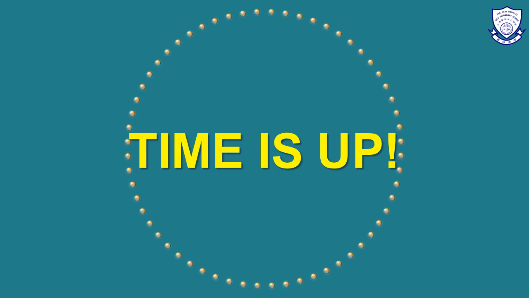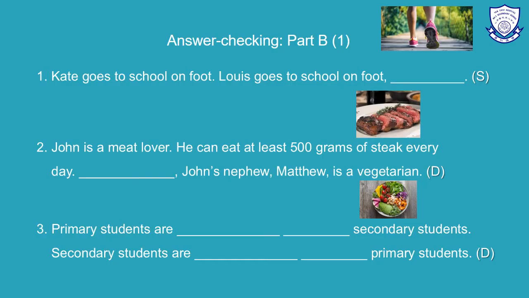Time is up. Let's check the answers. Sentence number 1. Kate goes to school on foot. Lewis goes to school on foot too. And you can see an S at the end. S here means similarity. It's just to remind you that the word too is for you to show similarity.